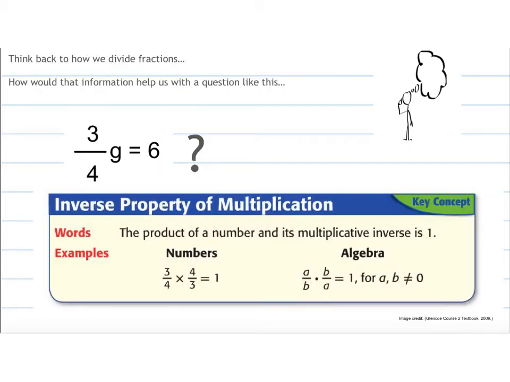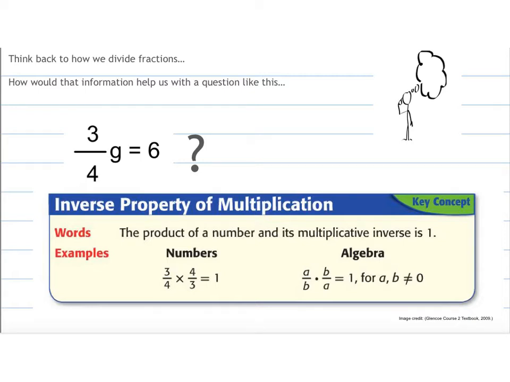All right, so we want to think back to how we divide fractions and how that information would help us with a question like this: 3/4 G equals 6. We just learned before that if a number is being multiplied by something, we're going to do the opposite, which is division, and divide it by that.